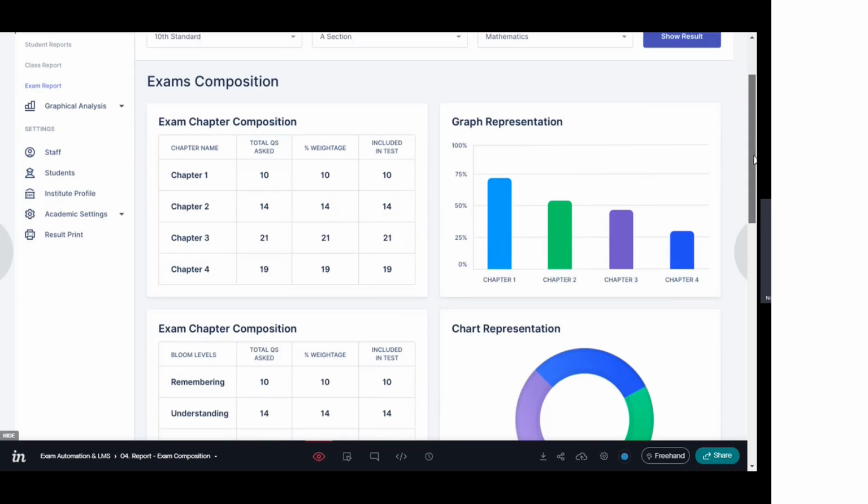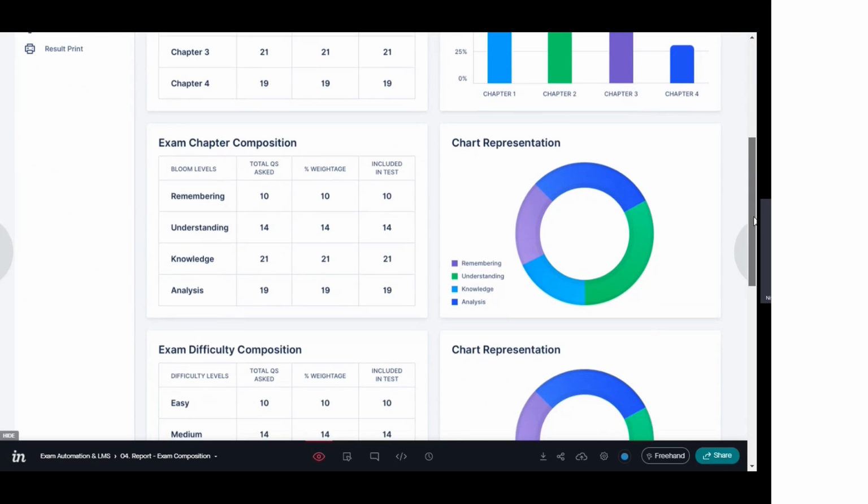In this report, once you scroll down, the exam chapter composition has been defined on the different Bloom levels, meaning the different levels a student normally goes through. Here you can see the different levels: remembering, understanding, knowledge, and analysis. On the basis of remembrance, you can see what questions were asked, what the percentage was, and how many were included in the test or exam. The same goes for the understanding, knowledge, and analysis levels.